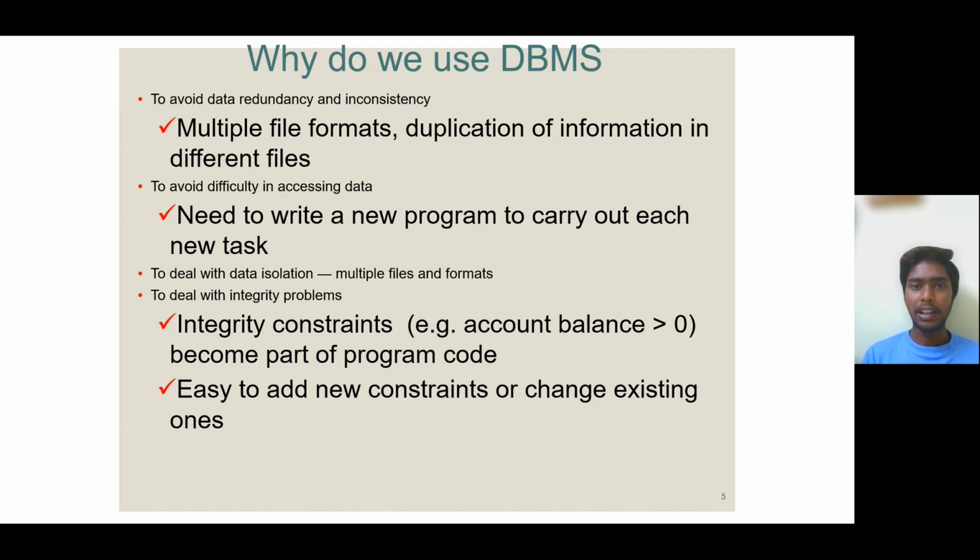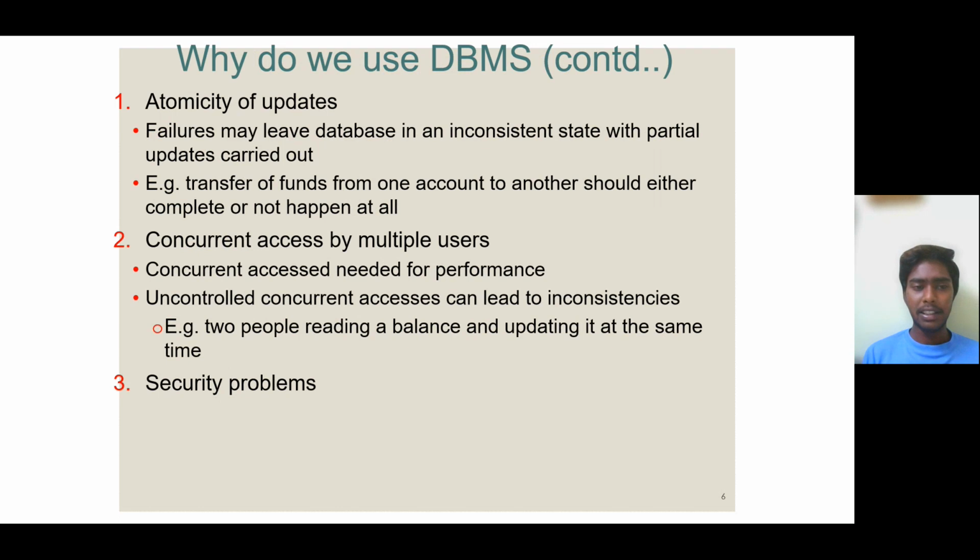Integrity constraints are nothing but, when the data is combined, the data doesn't lose its identity, and it is easy to add new constraints and attributes. That's the reason why we use it. And the other is atomicity of updates and concurrent access by multiple users, and security problems are not erased as much as we think. That's the reason why a database is used.